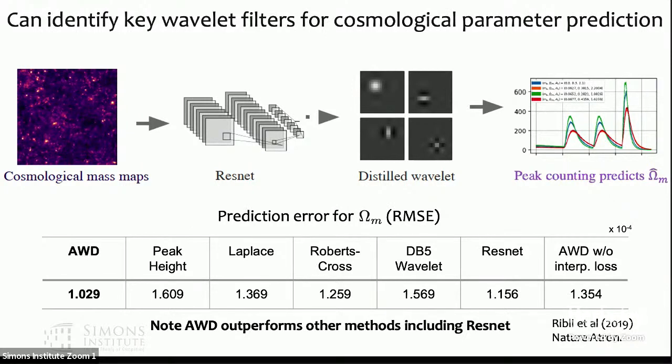And if you use AWD, you get another 10% improvement. And if you don't use the interpretation loss, that is, how would you do if you just do wavelets without doing the deep learning part? And you don't do as well. So this really shows that deep learning really helps in terms of estimating omega m, beyond just getting adaptive wavelets.